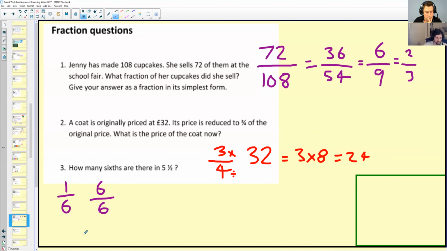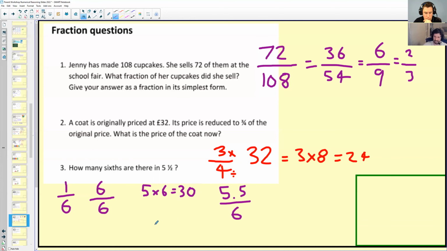So there's a few ways of doing this. You can just work out, well, if there's 6 sixths in 1, and I've got 5 of them, I'm going to have 5 times that amount, so 30. Or you can actually take the number 5.5 and divide it by 6. That will get you to the same place. I think it depends on how firm a grasp the students have on the sixths and how you work out. I would probably say, there are 6 sixths in 1, I have 5 of them, so I'm going to have 5 times 6, so it's 30 sixths in 5.